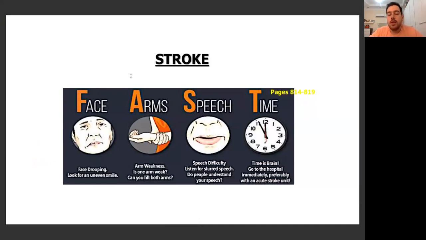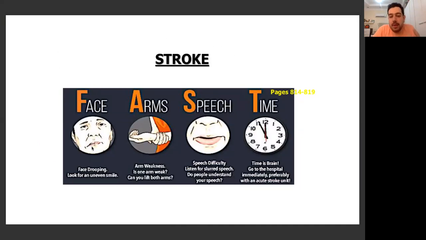You need to identify a stroke as early as possible, because time is brain. You ask them to smile, okay? And then if they have a drooping in one side of the face, then you know that they are potential candidates for a stroke patient, God forbid, of course. You ask them to raise both of their arms, and then you'll find that there's a difference between both of the arms. Then you, of course, suspect a stroke.